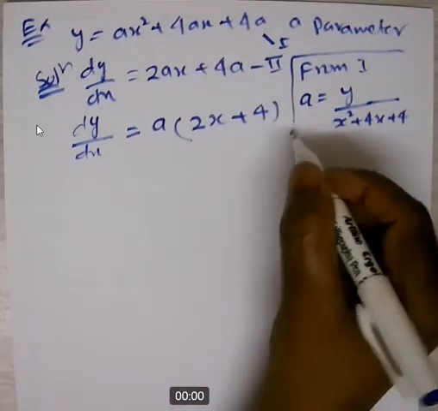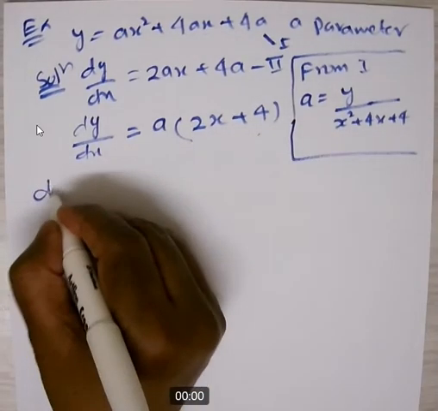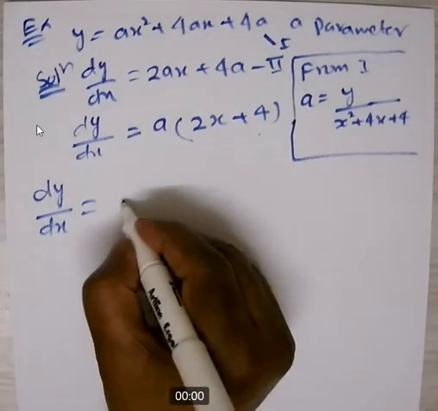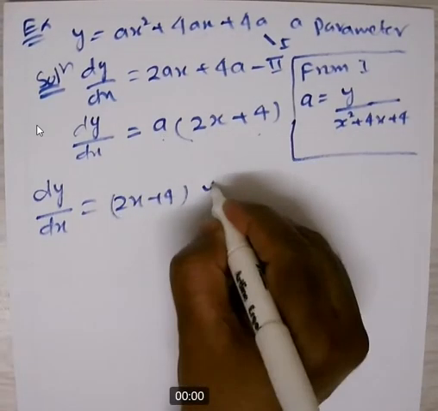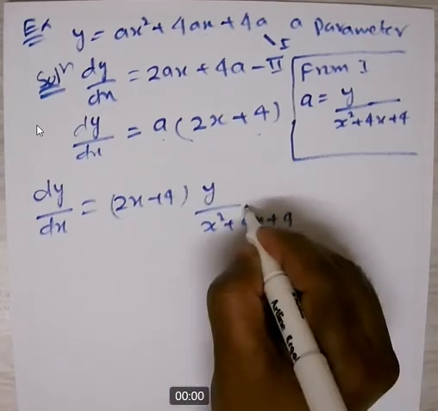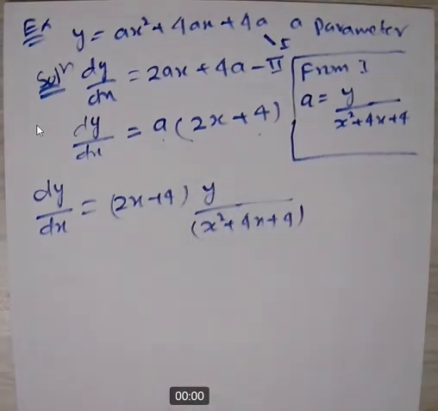Now use this a value here. When you use this value a here, dy dx is equal to 2x plus 4 into a, meaning y divided by x square plus 4x plus 4. Now see that there is no parameter, no constant, so this is the formation of the differential equation. Now simplify it, you will get the result.